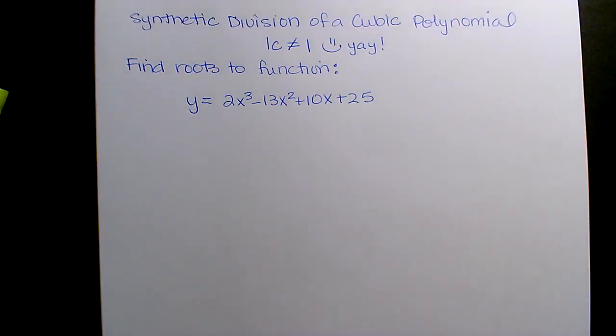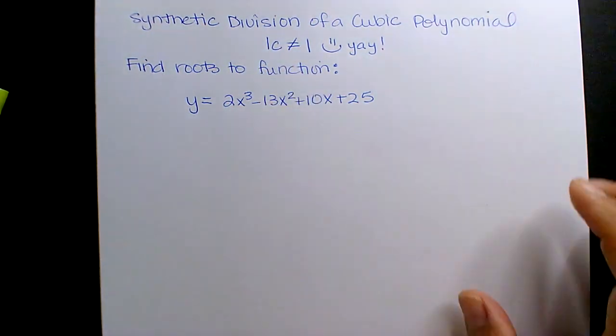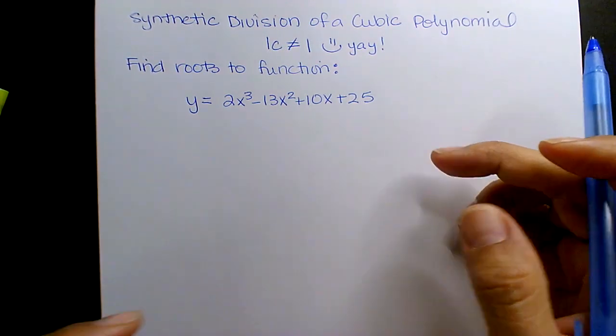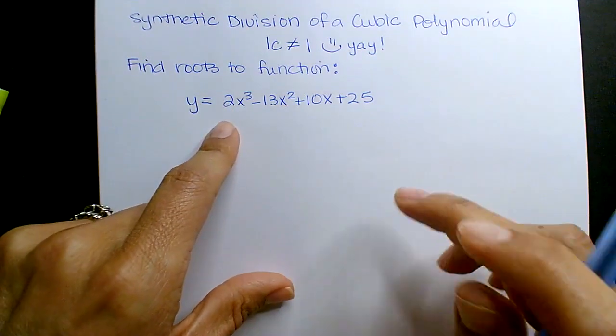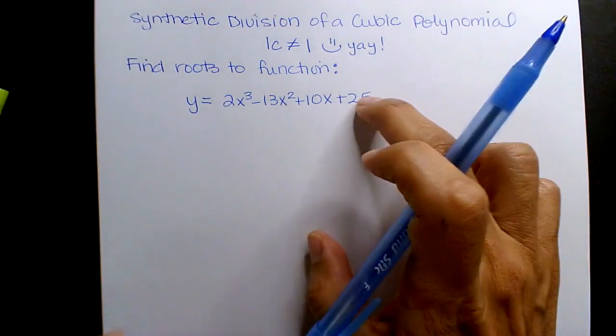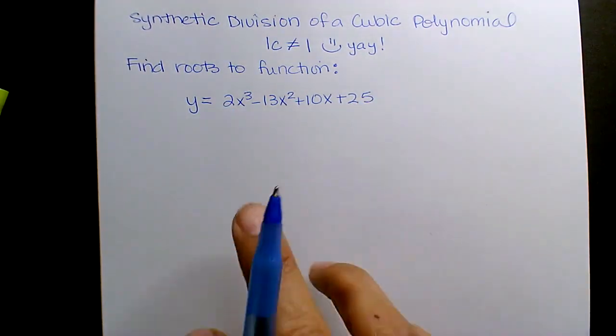Okay, synthetic division of a cubic polynomial. Now the leading coefficient is not 1, so that means you have a longer list of potential roots to choose from. And you're going to have fractional ones, of course, because you're going to end up having a ratio of these roots over these roots, right? Numerator, denominator.